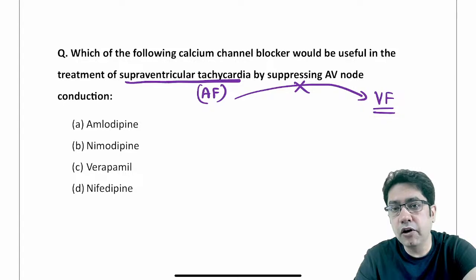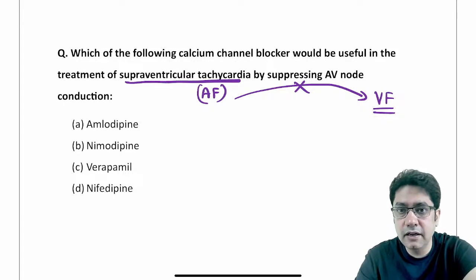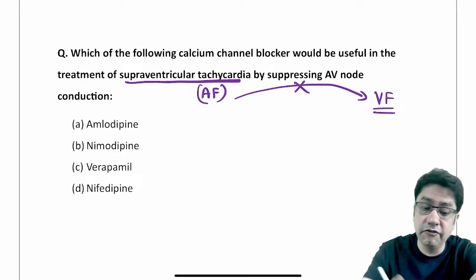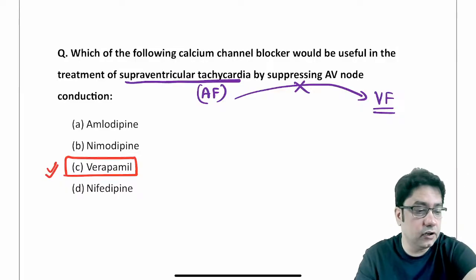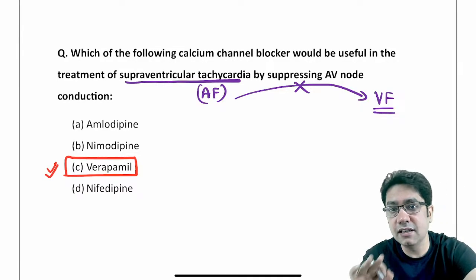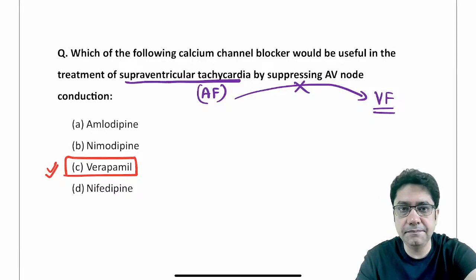So we have to block calcium channels on the SA node, and the best calcium channel blocker that acts on the heart is verapamil. Verapamil is the most cardio-specific calcium channel blocker, which means verapamil acts most on the heart. After that, we have diltiazem.